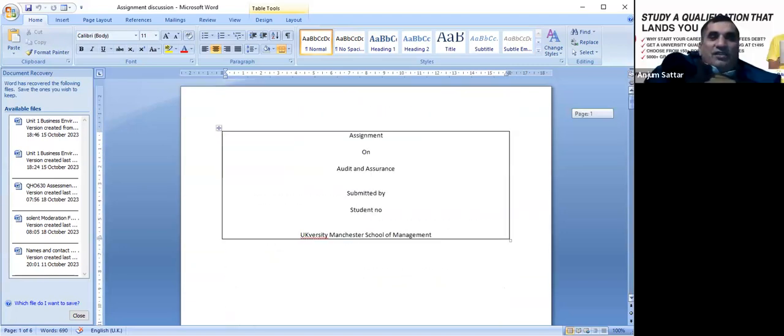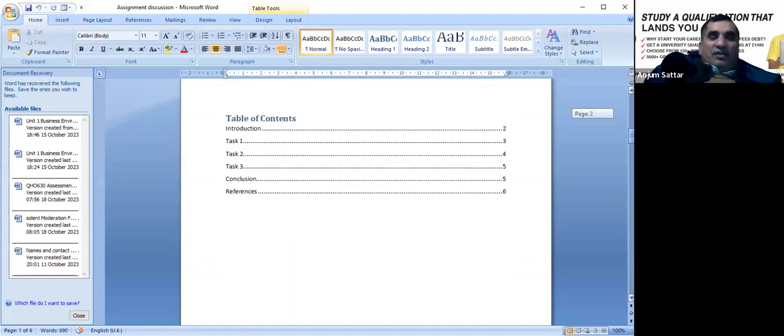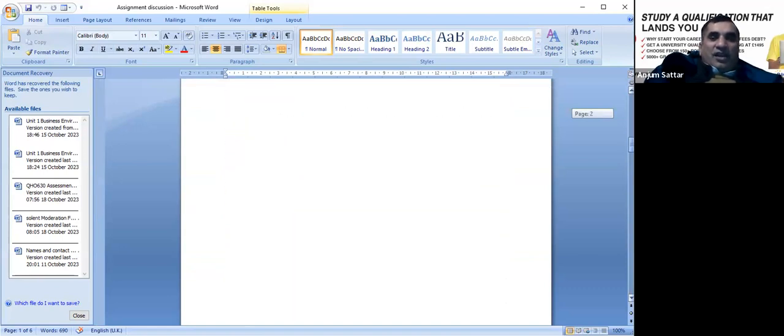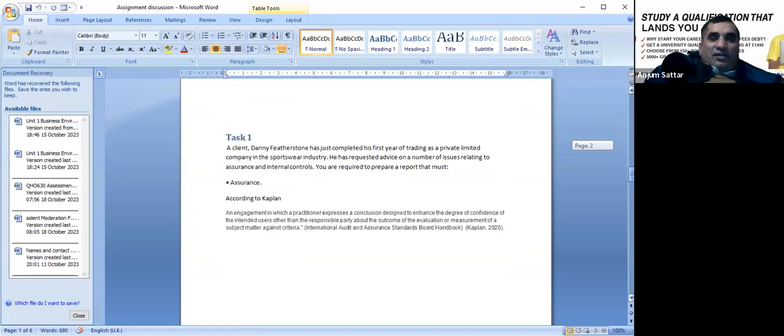Always, the first page is the cover page, please. Then the second is the contents page, and then you can divide your discussion accordingly. We'll go through the assignment brief first, and look at what is really being asked in the assignment.